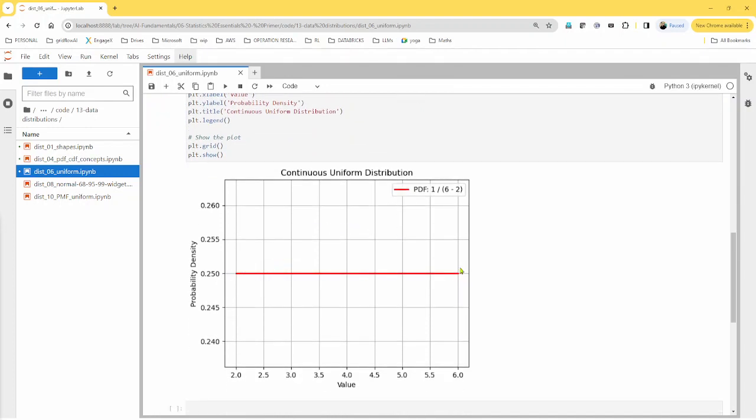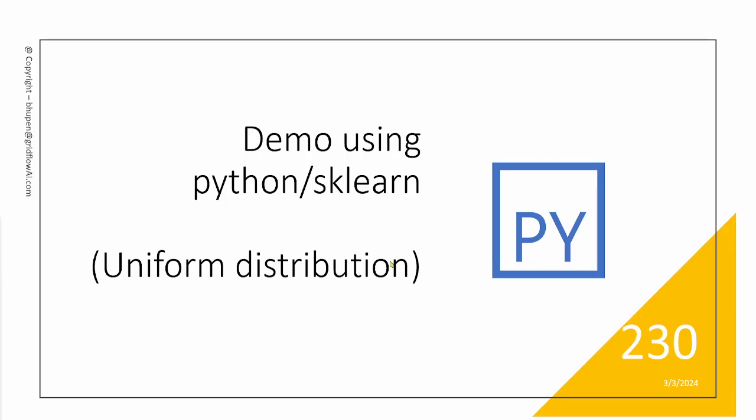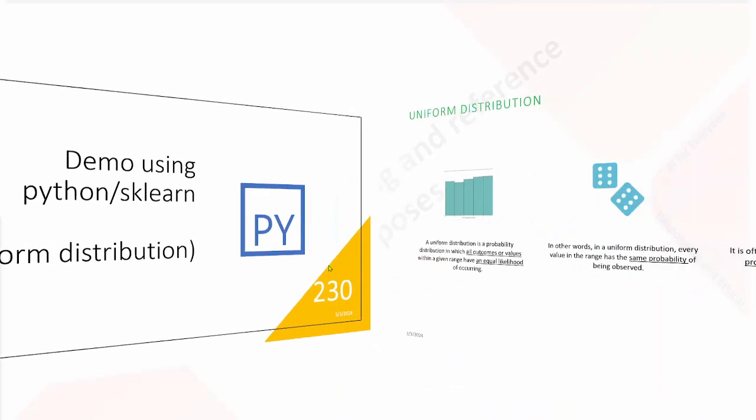And to visualize the PDF, it is going to be like a straight line because you're going to divide 1 over a particular scalar value. So this is the way we compute the PDF of uniform distribution. So that was a quick demo on uniform distribution and the PDF, how we compute that.